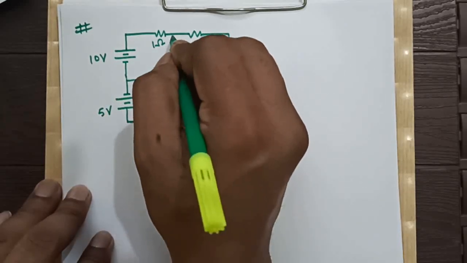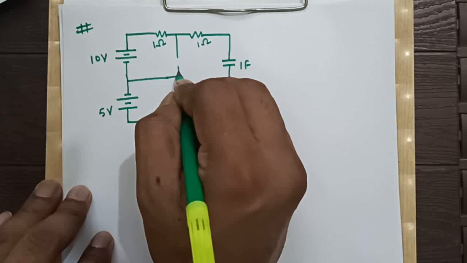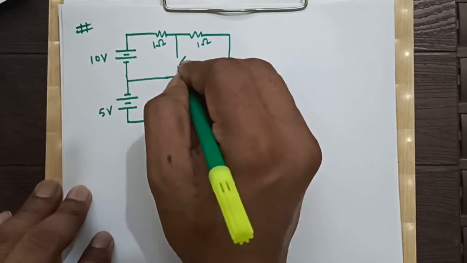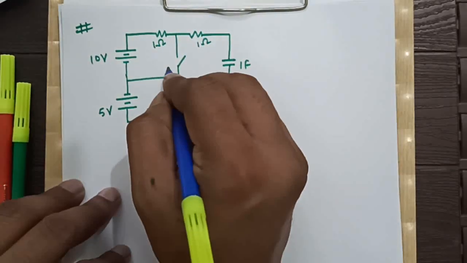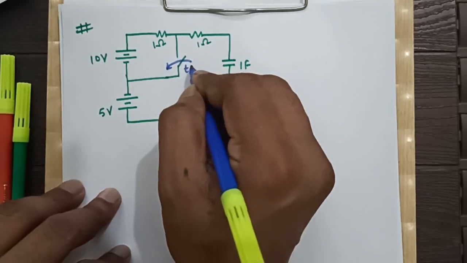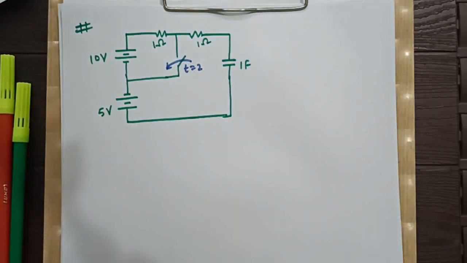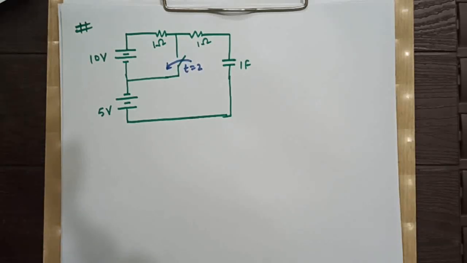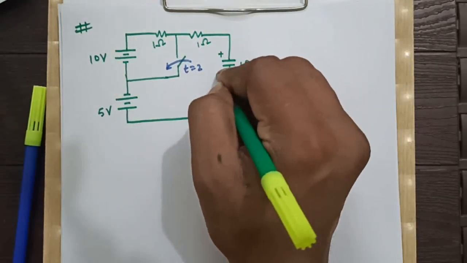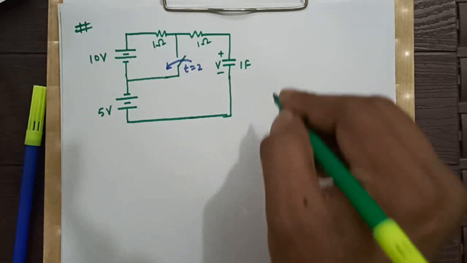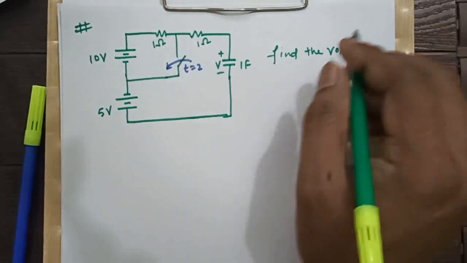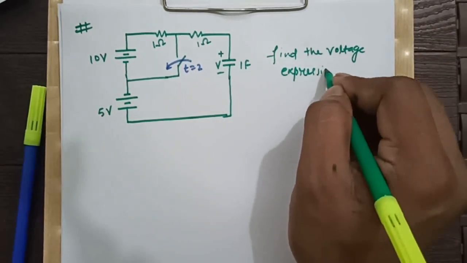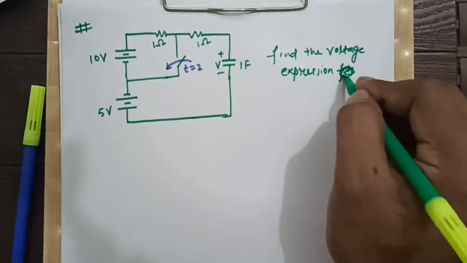and here it is a switch. And the switch is getting closed at time t is equal to 2 seconds. Right? Now we have to find the complete expression for voltage across the capacitor V. Means question is find the voltage expression across the capacitor.